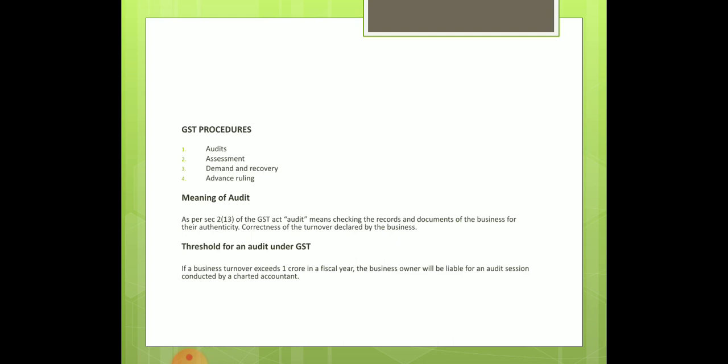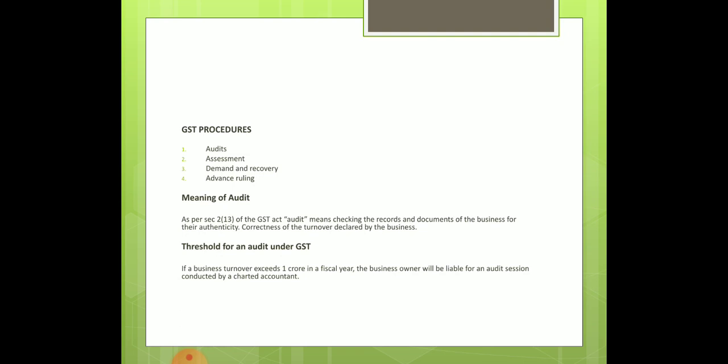As per Section 2, subsection 13 of the GST Act, audit means checking the records and the documents of the business for the authenticity and the correctness of the turnover declared by the business. Audit plays a very crucial role in the business, as a correctly made audit will help the business to succeed within a limited time span.